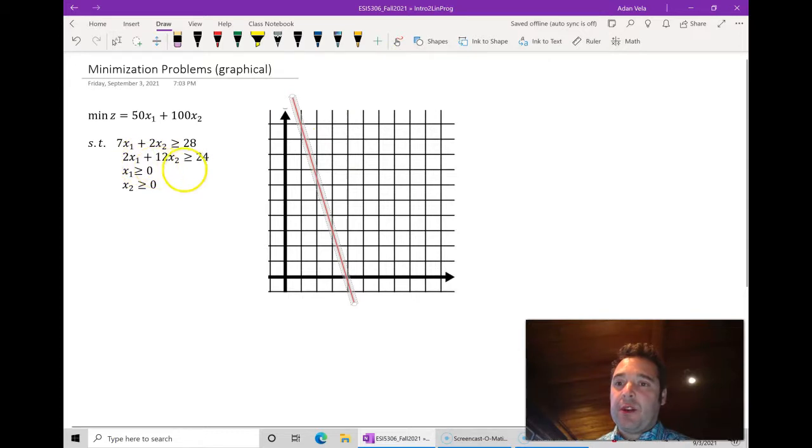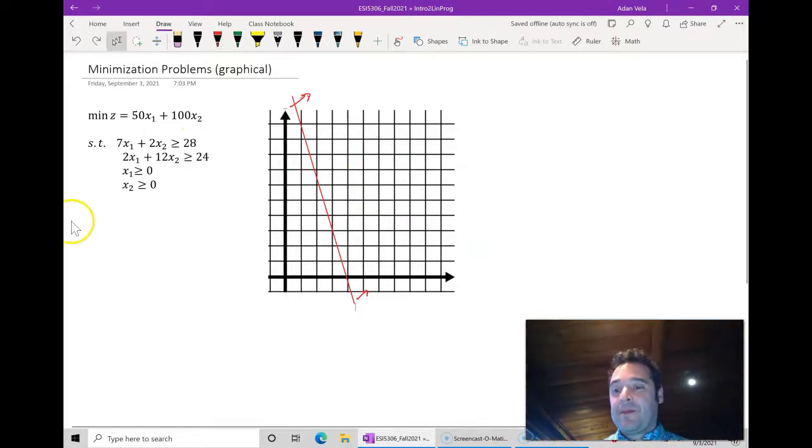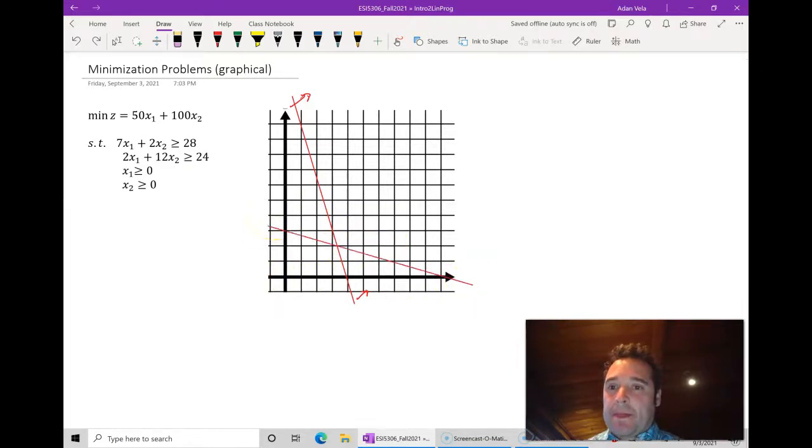Moving on to the second constraint, we have 2x1, 12. Oh, wait, but we have to figure out the directionality, right? So again, we can plug in 0, 0 here. So 0 plus 0 is greater than 28. That's not true. So we know 0 is not part of the feasible set. Instead, the feasible set points upwards. So everything here is feasible. Okay, moving on to the next equation, we'll go ahead and draw our feasible set. Again, it's somewhere a little bit further out, and it should look something like that.